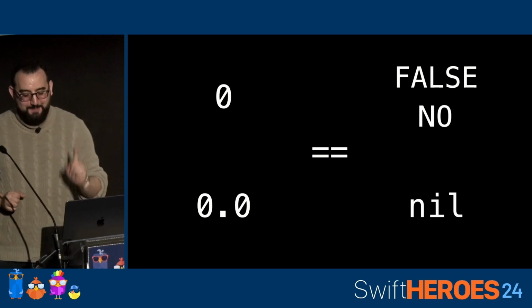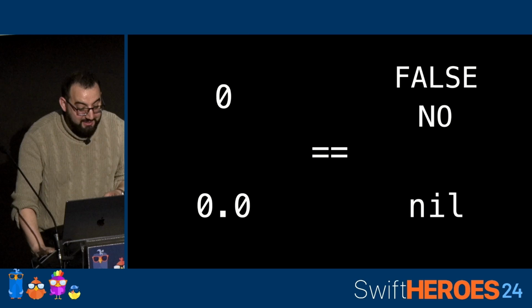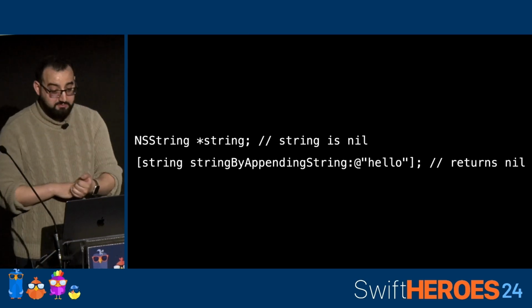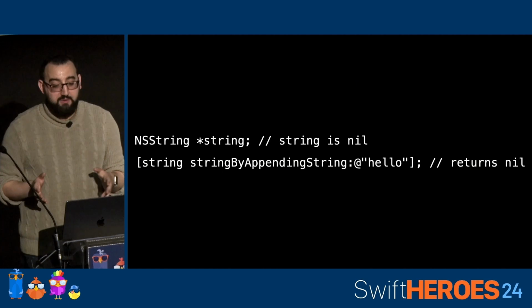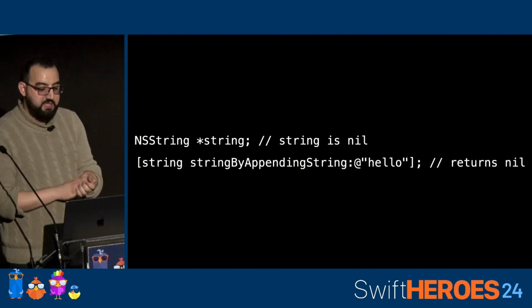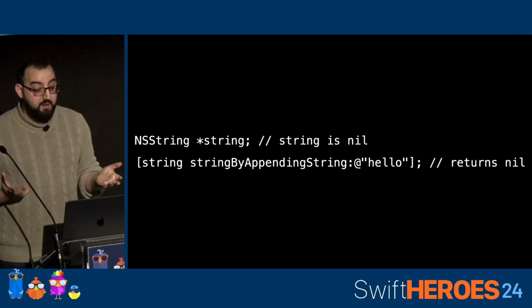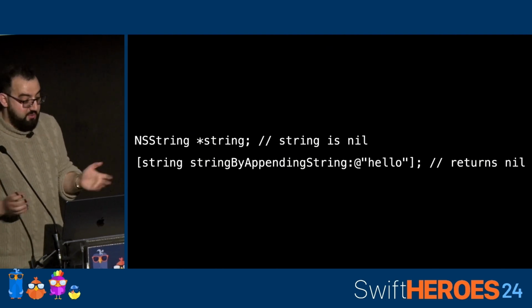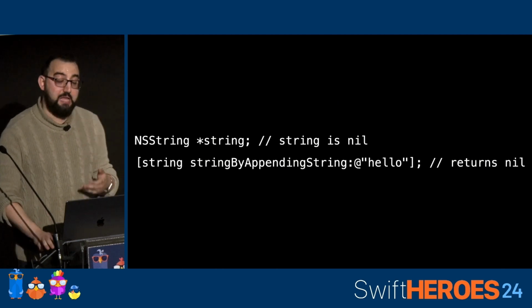Now, there is something special about nil, though. In Objective-C, you can call methods on nil. And here's an example. If we declare a string variable but don't define it, it will just default to nil. But we can still call methods on it. It'll just do nothing and return nil for any method that has a return value.